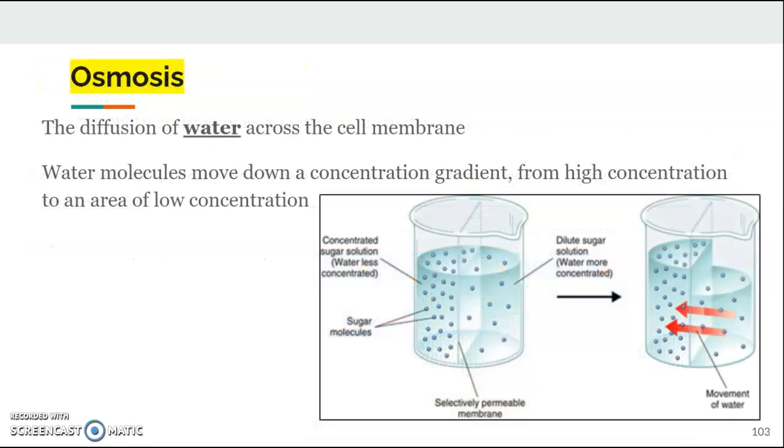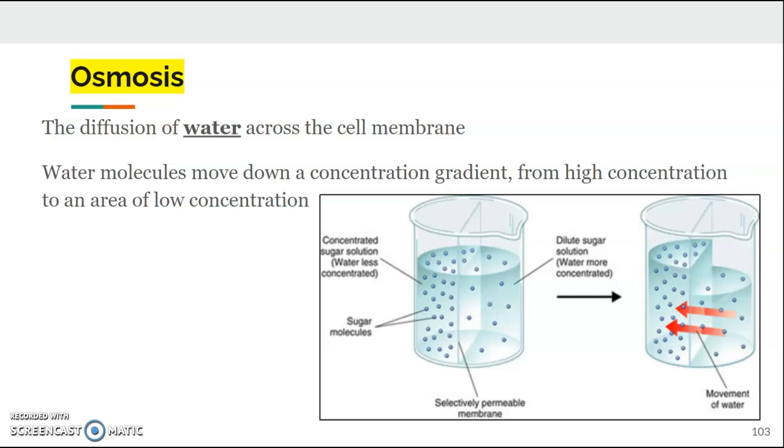Osmosis. Osmosis is diffusion of water across the membrane. So water will move down its concentration gradient from high to low. So again, osmosis is pretty much the same thing as diffusion, but when you're talking about osmosis, you are looking at the actual water molecules. You're not looking at the solute.